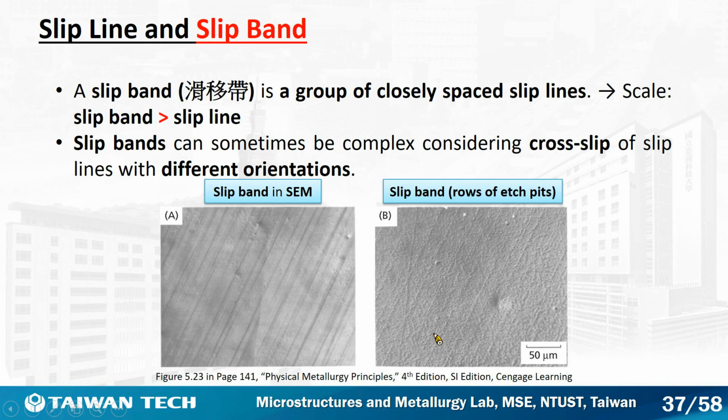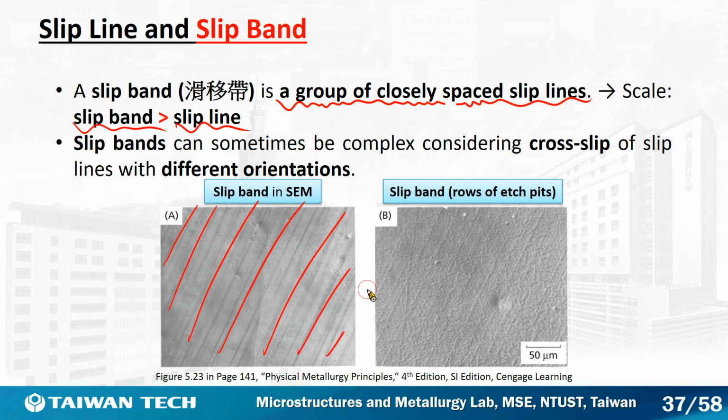And how about the slip band? Actually, a slip band is a group of closely spaced slip lines. In other words, a slip line is smaller in dimension or in scale, and a slip band is larger. So if we use the SEM structure, we see a line like this one. We will call it a slip band.